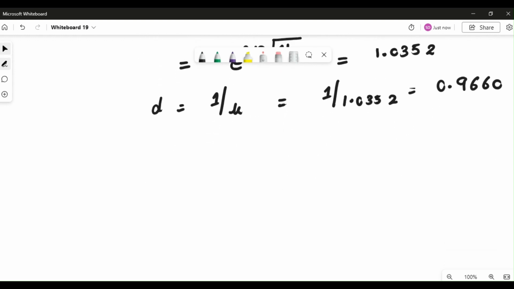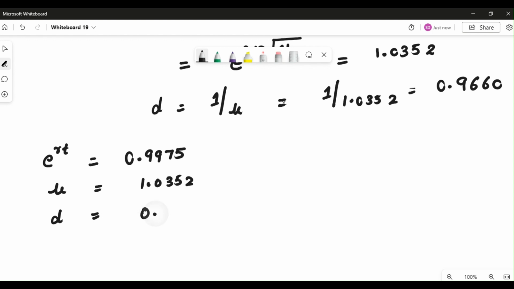That's it. Now you have all of this information with you. So I'll just list down all the things we have calculated. We have calculated your ERT, wherein we have incorporated R as domestic as well as considering the foreign currency, foreign interest rate. And so ERT in our case, this is the calculated figure. Then we have upward trend, which is 1.0352. Then we have the downward trend, which is 0.9660.